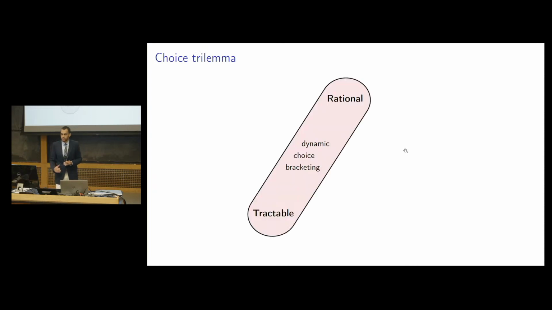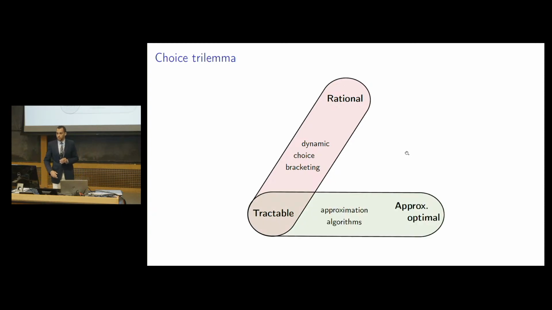Okay, so let me conclude. I'm going to conclude using a diagram that depicts what I call the choice trilemma. I find it a helpful way to summarize the results. So we began by introducing these ideas of rationality and tractability and characterizing the intersection. So when are these two ideas compatible? I showed that they're only compatible when you have a decision maker who is dynamically choice bracketing. We introduced this idea of approximate optimality. And of course, tractable and approximately optimal choices are studied in computer science under the heading of approximation algorithms.